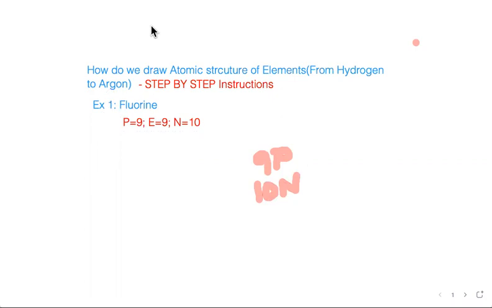Then I want to check how many energy levels, or how many rings, I should draw for fluorine. So let me check with the row number, or period number. The period number for fluorine is 2. So it means fluorine has 2 energy levels. Okay, so let me draw the 2 energy levels now.